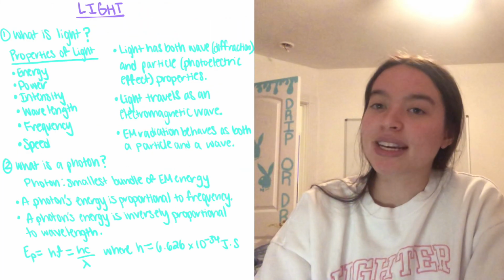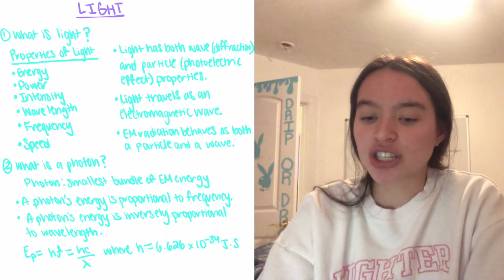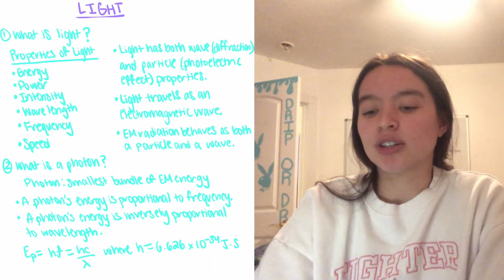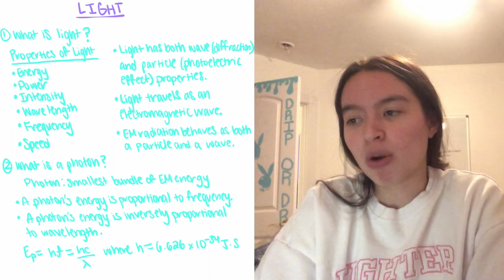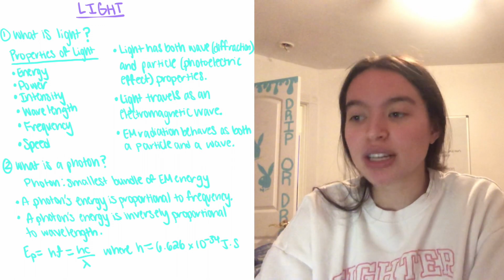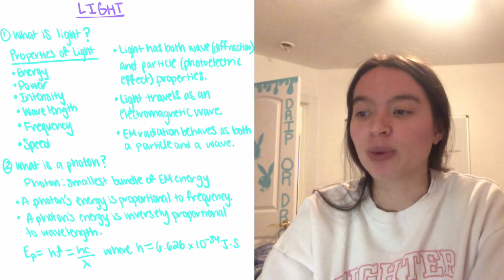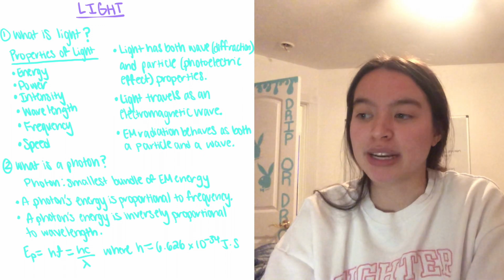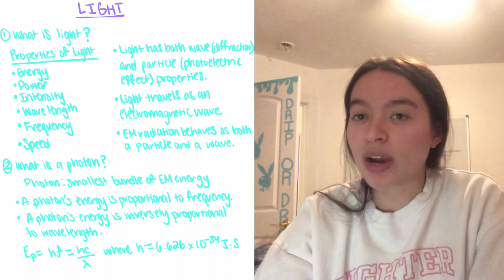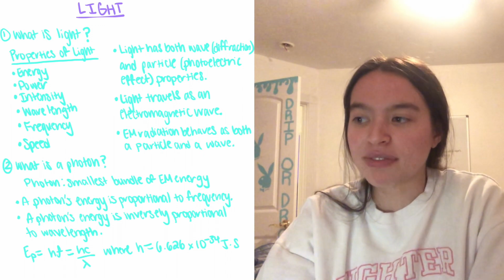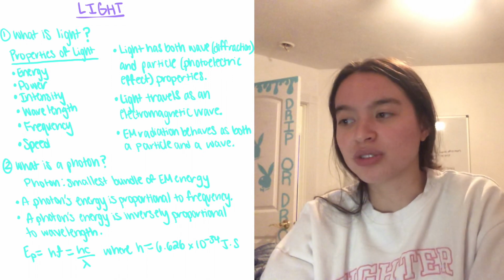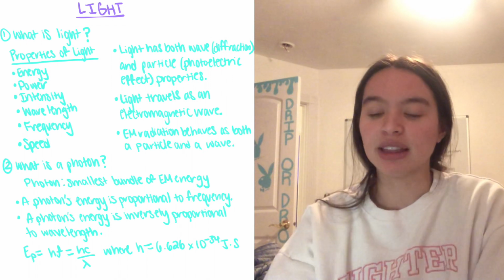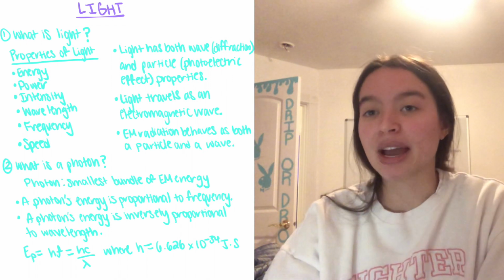The next topic is light, and so that gets into the question of what is light. So first thing you're going to do is look at its properties, and that's going to be energy, power, intensity, wavelength, frequency, and speed. So light has both wave and particle properties. The wave, you can say diffraction, particle, you can say photoelectric effect. And light also travels as an electromagnetic wave.